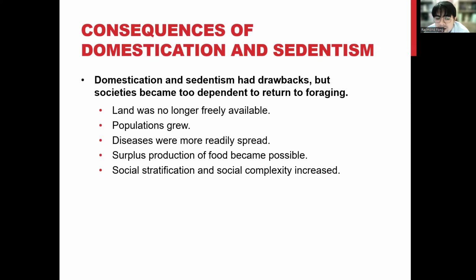And this last one right here, diseases were more readily spread. Now, this is very interesting. A great example would be COVID. If we were running around hunting things, COVID wouldn't even be a thing, because COVID requires us to interact with each other in buildings and indoors and all this other stuff. You need to be sedentary in order to have COVID at all, right?